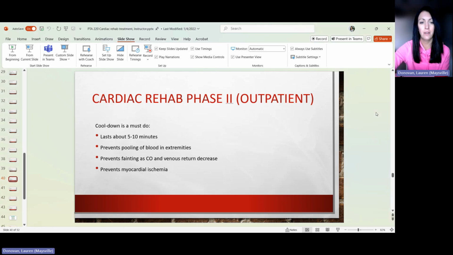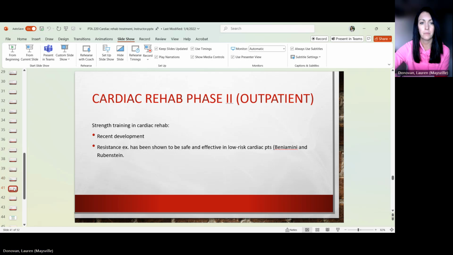Anyways, cool down. You want to make sure that it'll prevent fainting as cardiac output and venous return decreases, and prevents myocardial ischemia. Strength training in cardiac rehab. This is a more recent development, but I was there at cardiac rehab a long time ago, and they were doing resistance training, but very low weight. And a lot of times it depends on what the physician recommended. It might even say, oh, patient's allowed to do 2 to 5 pounds now. Still needs to be less than 10 pounds.